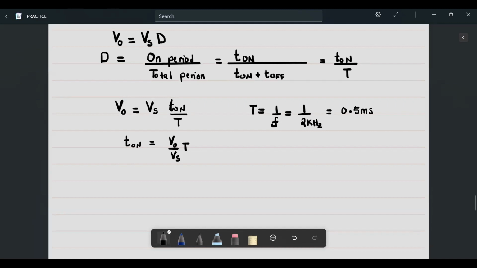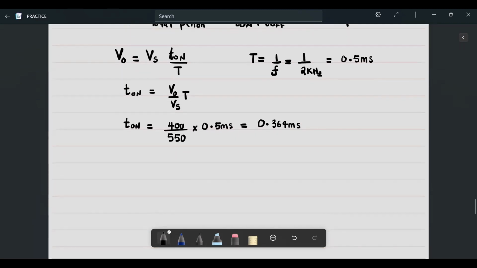Okay, so now we can find how long it was on, right? VO is 400. VS is 550. The time period is simply 0.5 milliseconds, right? So let's multiply the two. So 400 over 550 times 0.5, you see that here we have 0.364 milliseconds. It was on for 0.364 milliseconds.